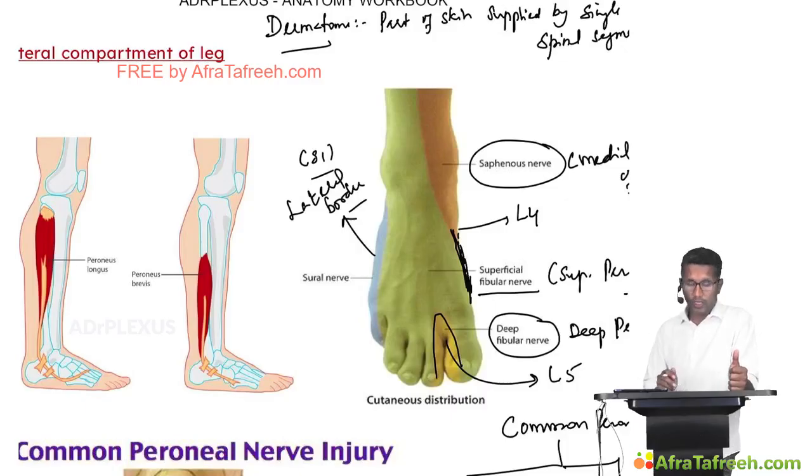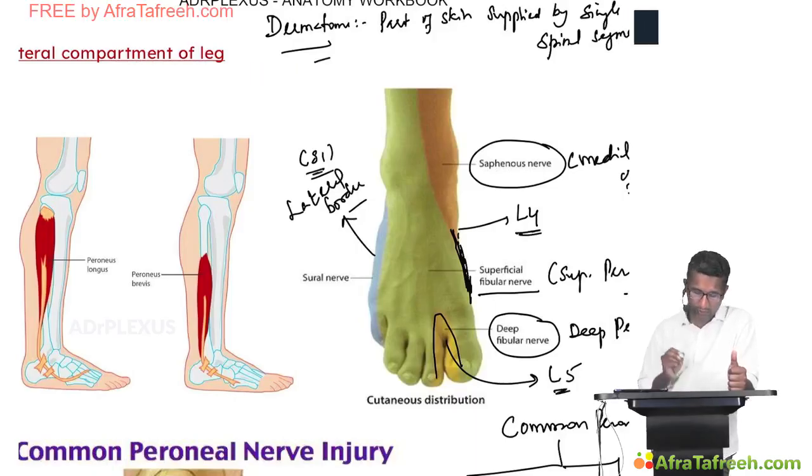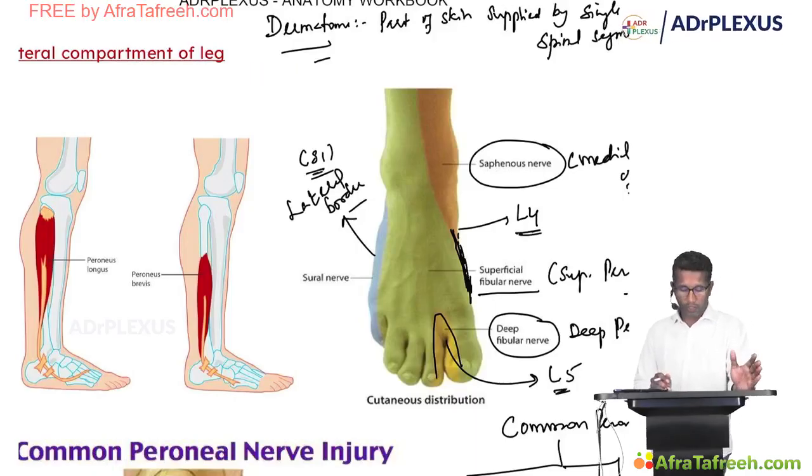So what we are seeing here is the dermatome of the lower limb, mainly the foot. L4, L5 and S1 we have seen. This is an important topic. Dermatome questions are frequently coming now.